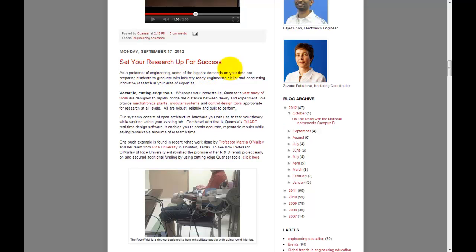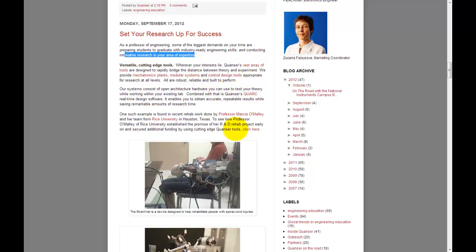As a professor of engineering, some of the biggest demands on your time are preparing students to graduate with industry-ready engineering skills, and conducting innovative research in your area of expertise. Versatile, cutting-edge tools. Wherever your interests lie, Quanser's vast array of tools are designed to rapidly bridge the distance between theory and experiment. We provide mechatronic plants, modular systems, and control design tools appropriate for research at all levels. All are robust, reliable, and built to perform.